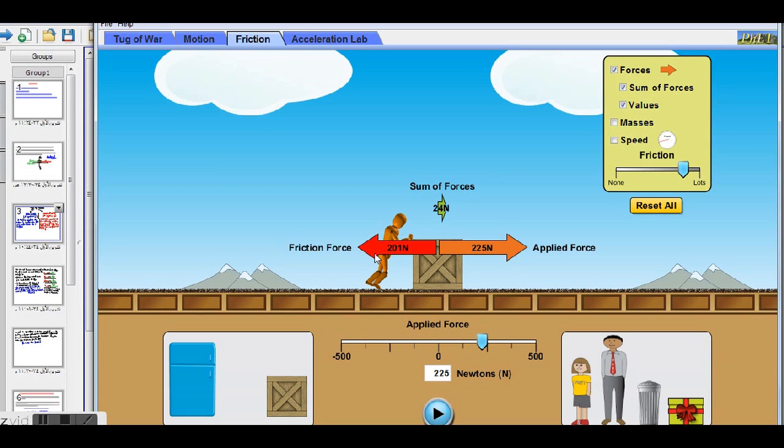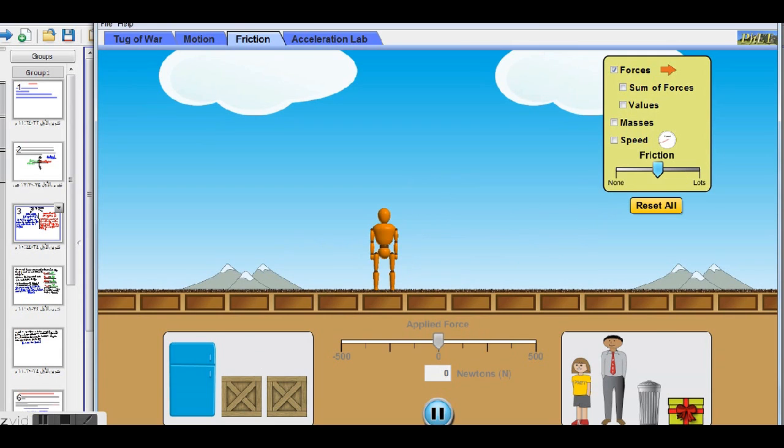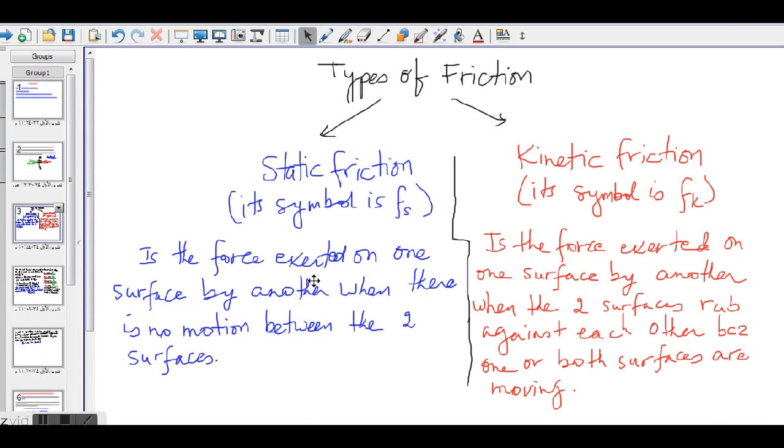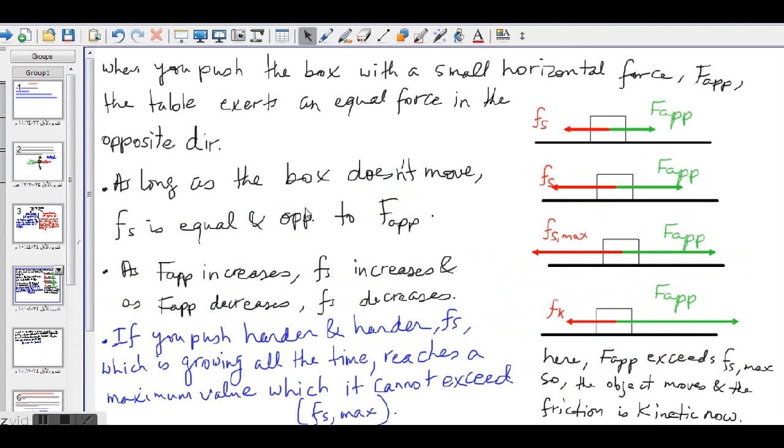Once it starts moving, then this force is no longer static friction, it's called kinetic friction. Okay? So this is what we meant by static friction. So remember, always static friction works in response to the applied force.